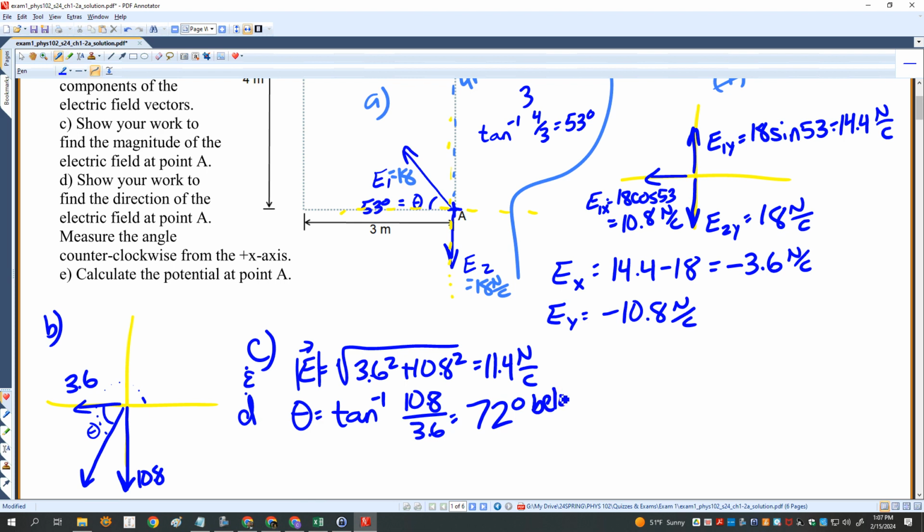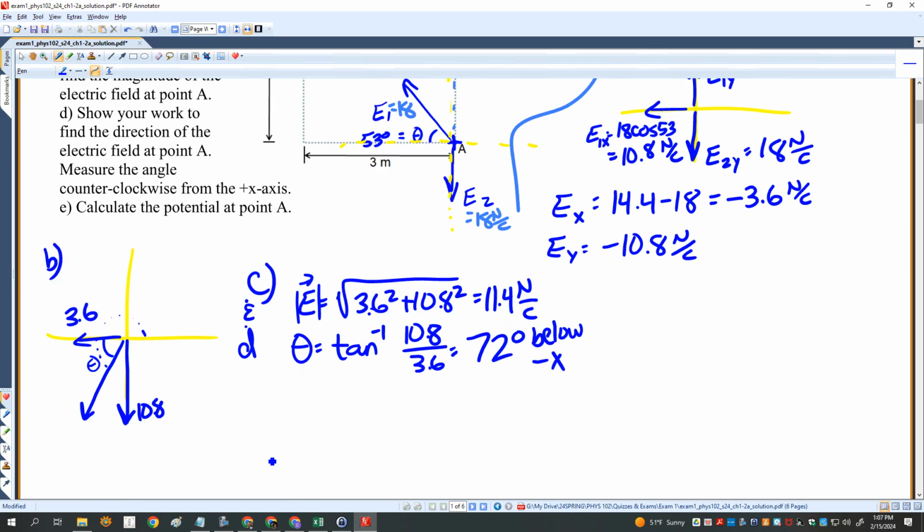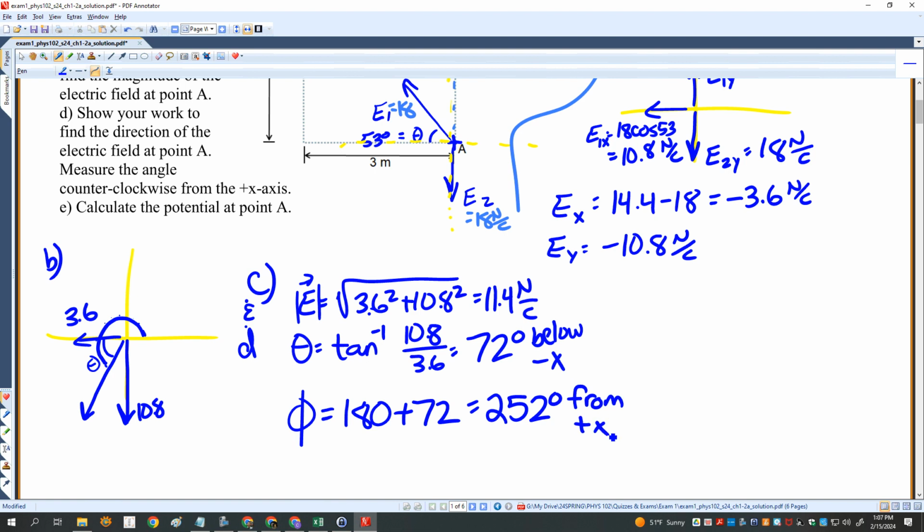That's below the negative x-axis, and I really wanted it measured counterclockwise from this axis, so I'm going to add 180 and 72. So that angle, I'm going to call it phi, is 180 plus 72, which is 252 degrees from the plus x-axis. So that is the magnitude. I would take 11. This is the direction. I would take 250 for that.